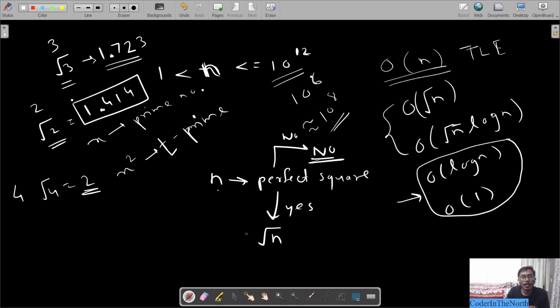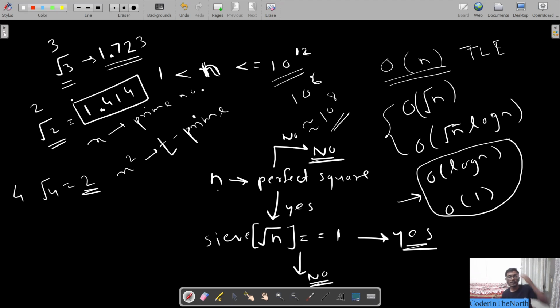Under root of n, we'll check if c of under root n is equal to 1, then we'll print yes, else we'll print no. Okay, this is a simple thing, because if x square is a T-prime, x is a prime number. If we check whether x is prime or not, we can say whether x square is T-prime or not. So we just have to check the root of that number, is it prime or not, and the time complexity will be around 10 raised to 6.